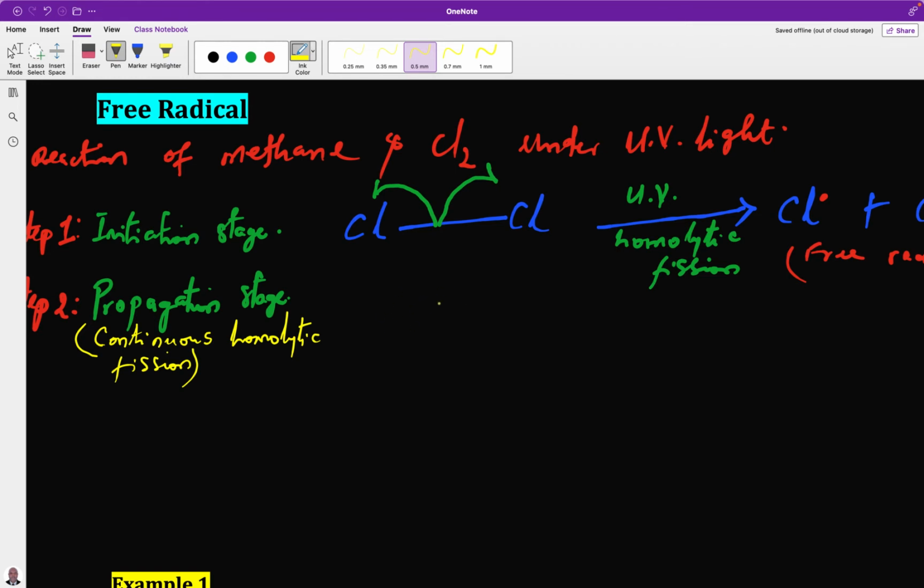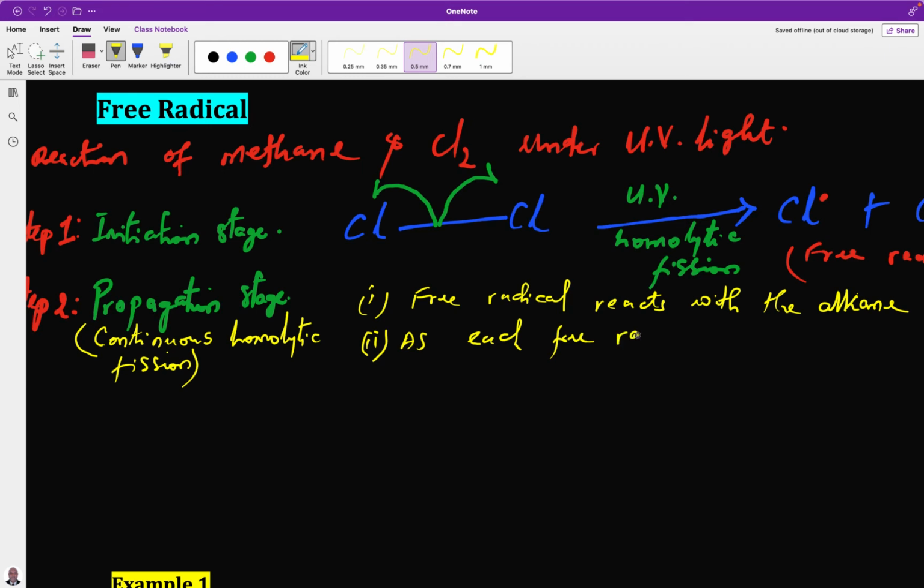Let me say, one, the free radical reacts with the alkane. Two, when the free radical reacts with the alkane, as each free radical is used up, another one is regenerated. Another is formed.